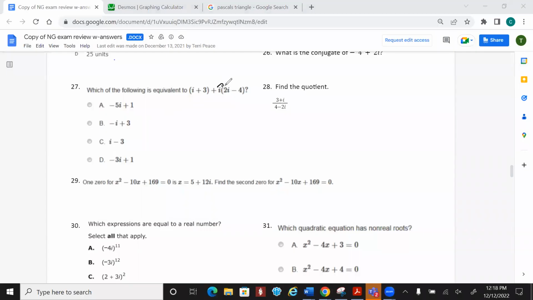When I distribute, this is going to give me 2i squared minus 4i. I'm going to replace that i squared with a -1. So that's going to be i plus 3 minus 2 minus 4i. I'm going to combine my like terms. So 3 minus 2 is going to give me 1. i minus 4i is going to give me negative 3i.